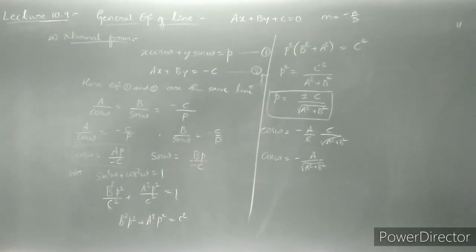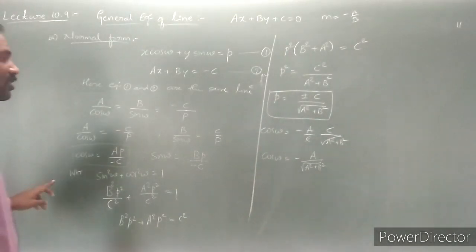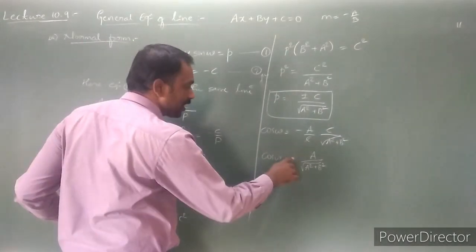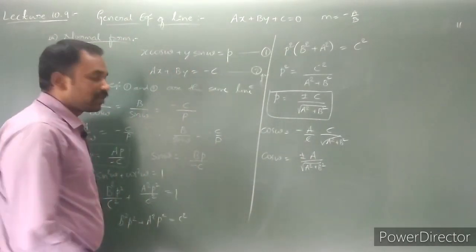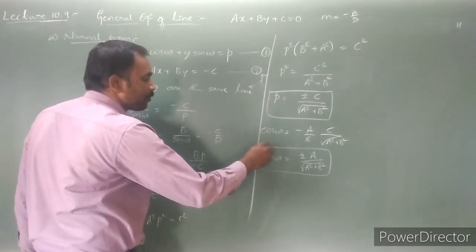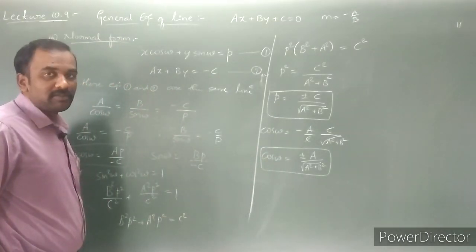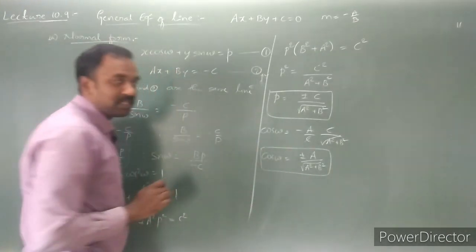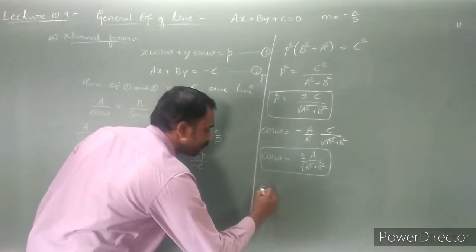What will we get? Check it. Are you clear? So the c value is plus or minus. Instead of only the negative value, I just take it as plus or minus. Cos omega value is plus or minus a divided by root of a square plus b square. I just explained it by taking the plus or minus.